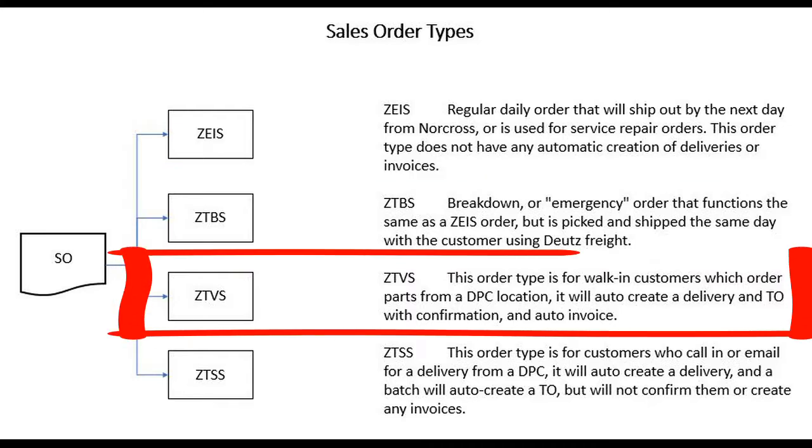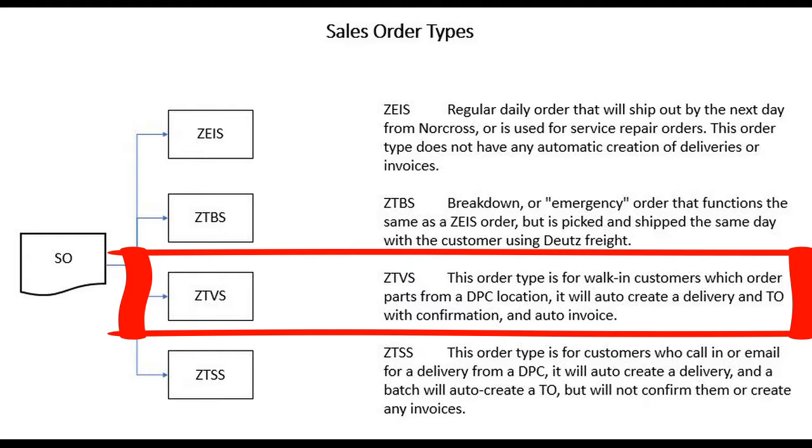Order type CTVS is an order type for walk-in customers which order parts from a DPC location. It will auto-create a delivery in TO, with confirmation, and auto-invoice the customer. This is done to quickly satisfy a customer that is waiting at the counter, but should only be used for these walk-in scenarios.